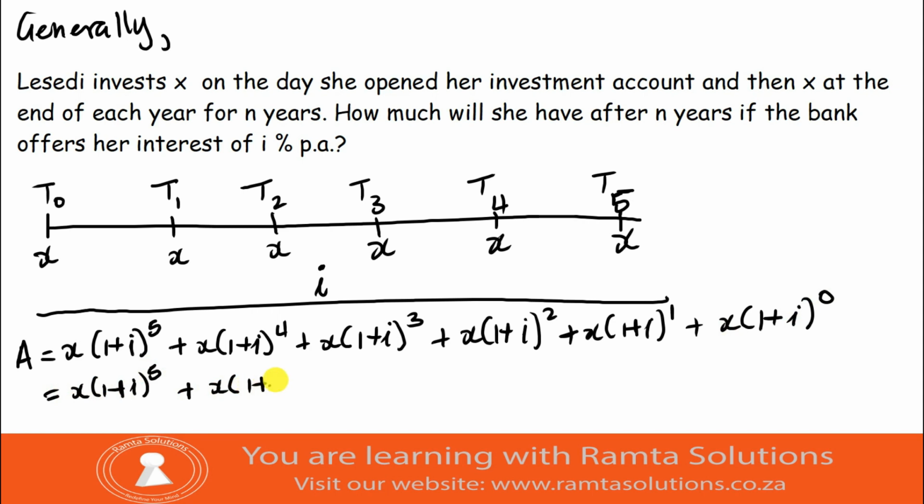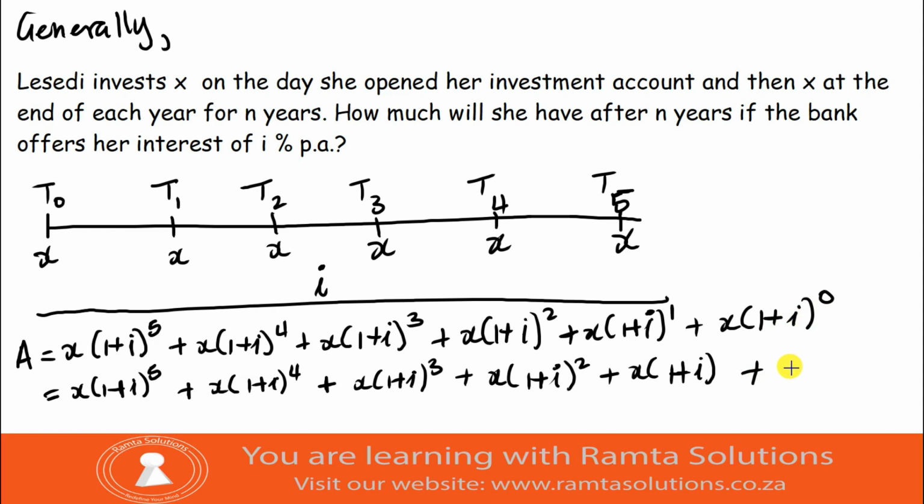Further simplification, we have X into 1 plus I to the 5, right? And then 1 plus I to the 4 plus 1 plus I to the 3 plus 1 plus I to the 2 plus 1 plus I to the 1, I'm not going to write 1, plus any number to the 0 is 1, so it will be X, right? So if this was 4 years, this series was going to end with 4, or here we were going to start with 4 instead of 5. If it was 3, it was going to start with 3. Okay, perfect.